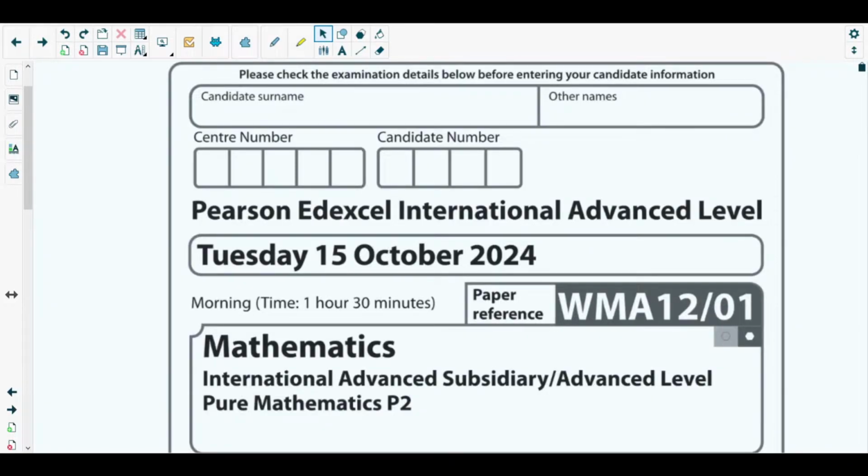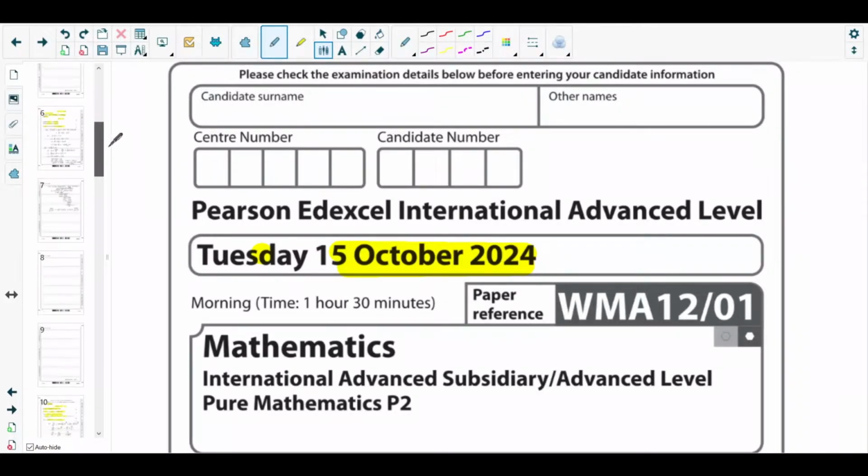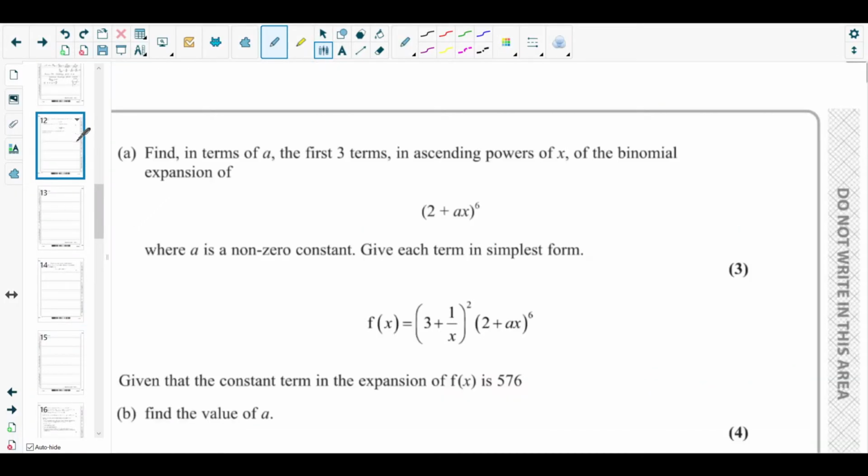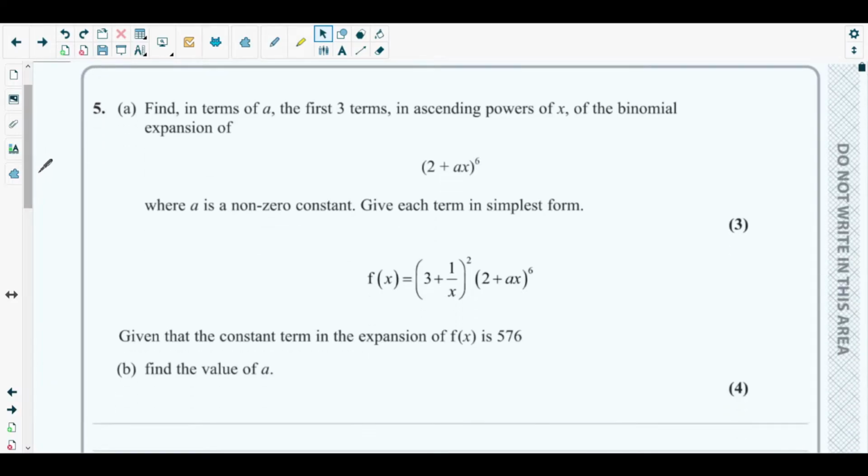In this video, we will be solving question number 5 from the Pure Mathematics 2 October 2024 paper, which is the most recent paper of P2. Let's see what question number 5 from this October 2024 P2 paper is about. Here you can see the fifth question of the P2 October 2024 paper on the screen.